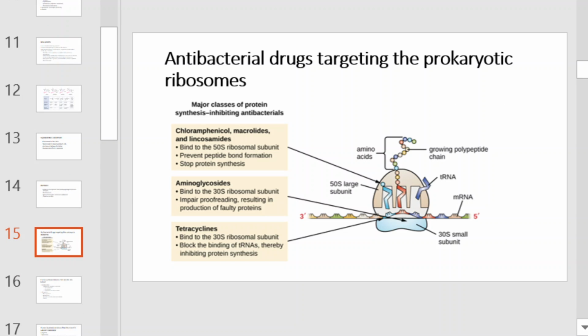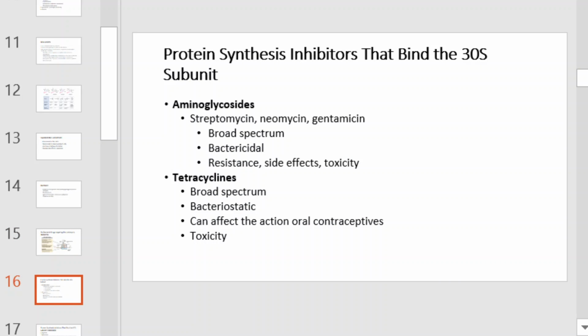This is an illustration of how antibacterial drugs may target prokaryotic ribosomes. Pause the video and take a moment to reflect on this diagram before moving on. Protein synthesis inhibitors. Protein synthesis inhibitors may bind to one or the other of the subunits associated with the ribosome. Aminoglycosides, such as streptomycin, neomycin, and gentamicin, are broad-spectrum bactericidal antimicrobial agents that bind to the 30S subunit, as do tetracyclines.